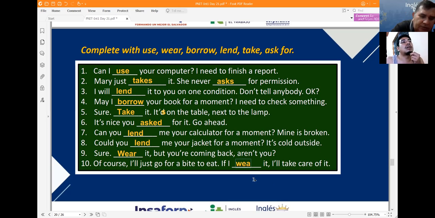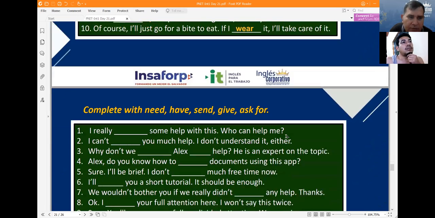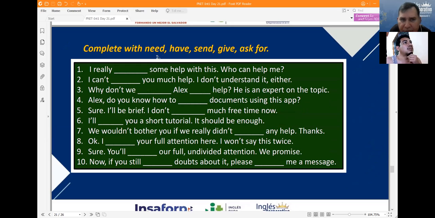If I wear it, I'll take care of it. And the last one. This is with need, have, send, give, and ask for. I really need help. Who can help me?